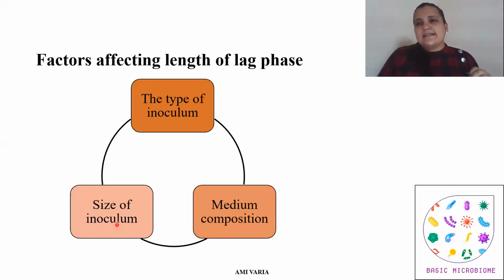The third one is the size of the inoculum. The optimum amount is required for completion of the growth cycle, right? If the inoculum size is smaller, then it will take more time to complete the lag phase. That's why the optimum amount of inoculum is required for a shorter lag phase. In the type of inoculum phase, we can easily observe the step up and step down process in this phase.